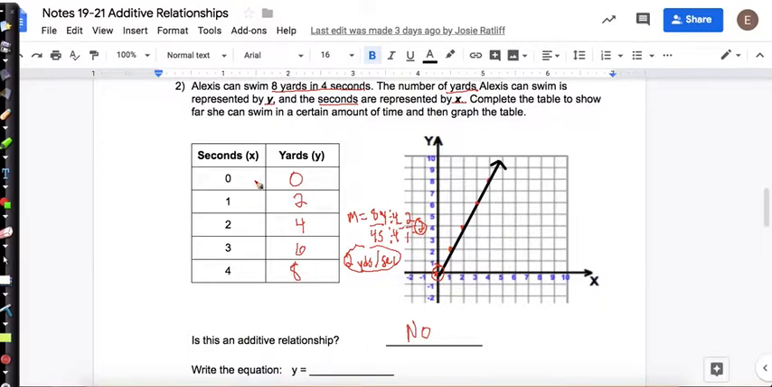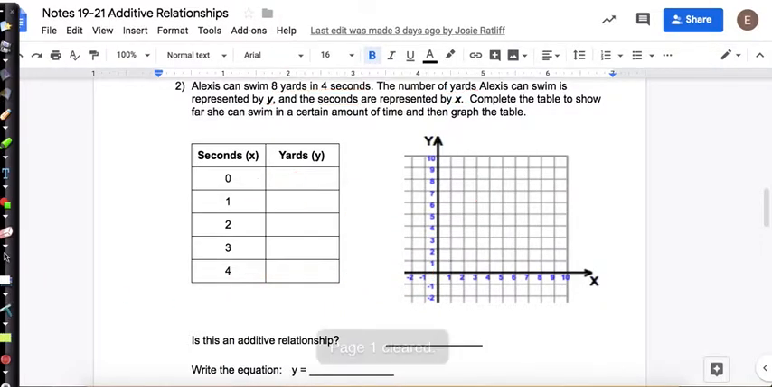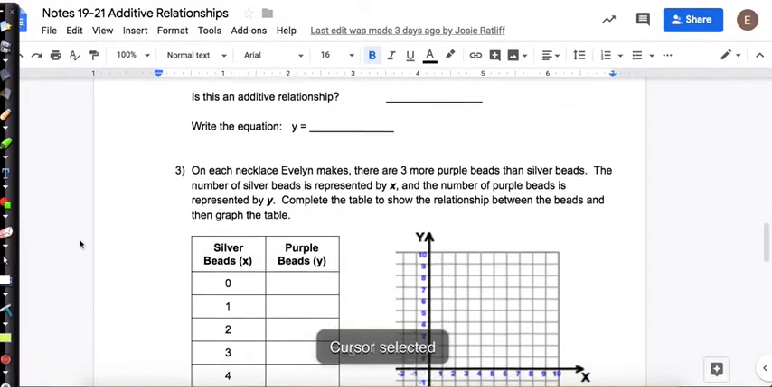And look, 0 times 2 is 0. 1 times 2 is 2. 2 times 2 is 4. 3 times 2 is 6. And 4 times 2 is 8. So the equation is 2x. We're multiplying all the x's by 2 to get the y. Okay, let's look at example number 3.